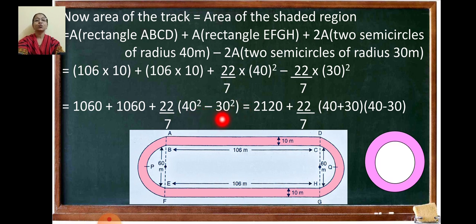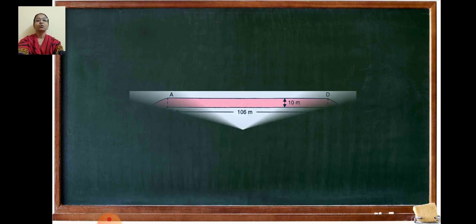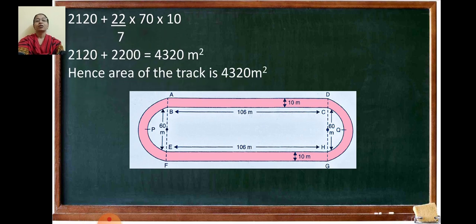Now you apply the a square minus b square formula. So 1060 plus 1060 is 2120 plus this 22 by 7 as it is. Now a square minus b square is a plus b into a minus b. So now let us simplify these brackets. So you will get 2120 plus 22 upon 7 into 40 plus 30 is 70, into 40 minus 30 is 10.